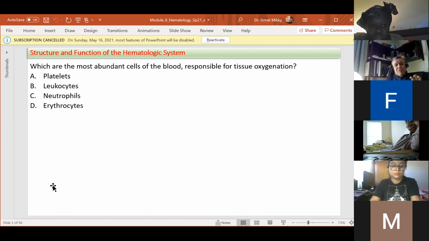So the erythrocytes, which are the red blood cells, are the most abundant cells of the blood, and they are primarily responsible for tissue oxygenation.